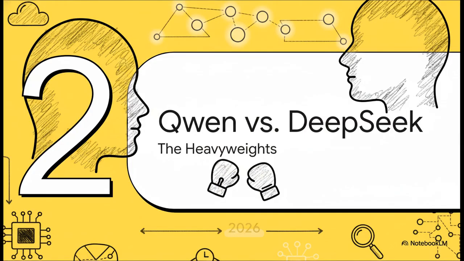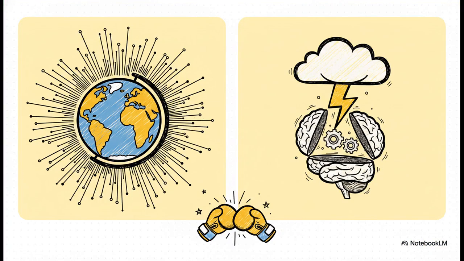Moving right along to Section 2, Qwen versus DeepSeek. If you are building right now in 2026, these are, without a doubt, the 2 most consequential model ecosystems you're going to be choosing between. In one corner, you've got Alibaba's Qwen family, and in the other, you have the wildly compute-efficient DeepSeek family.